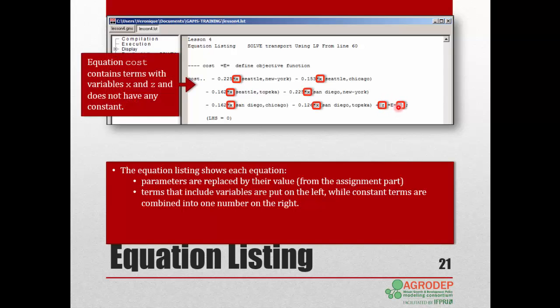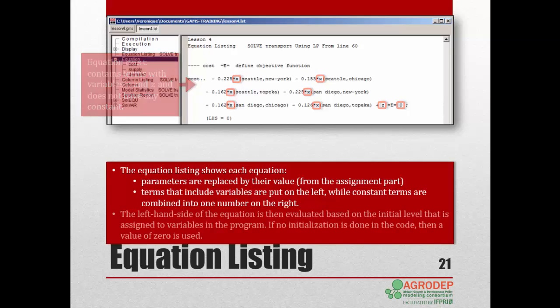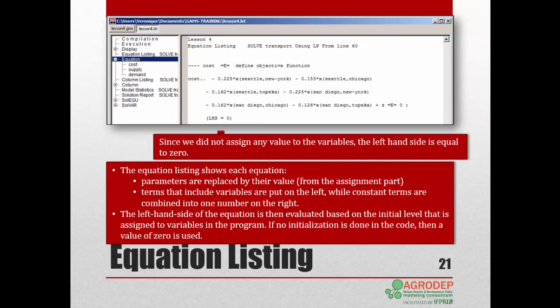Equation cost contains terms with variable x and z and does not have any constant. The terms containing the variable x and z are now on the left-hand side, and since we do not have any constant terms, the right-hand side is 0. Next, the left-hand side of the equation is evaluated based on the initial value assigned to each variable. If the variable is not initialized, then a value of 0 is used. Consequently, in our example, the left-hand side denoted by LHS is 0.